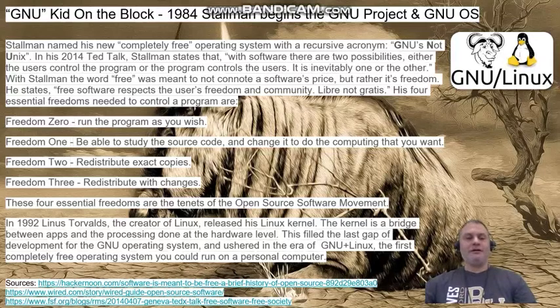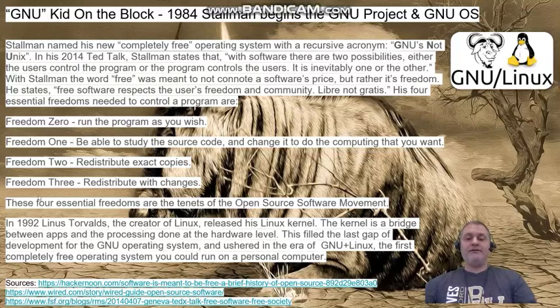Freedom 0, you may run the program as you wish. Freedom 1, you must be able to study the source code and change it to do the computing that you want. Freedom 2, redistribute exact copies. Freedom 3, redistribute it with changes. These four essential freedoms are the tenets of the open source software movement. So you'll see those four ideas come into play when you speak about open source.